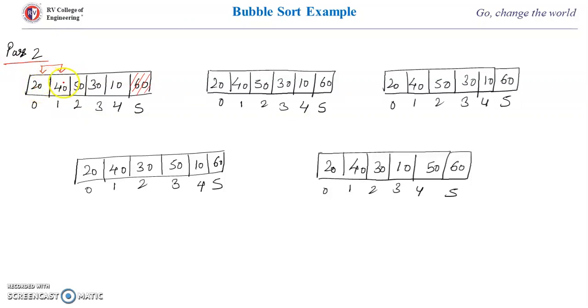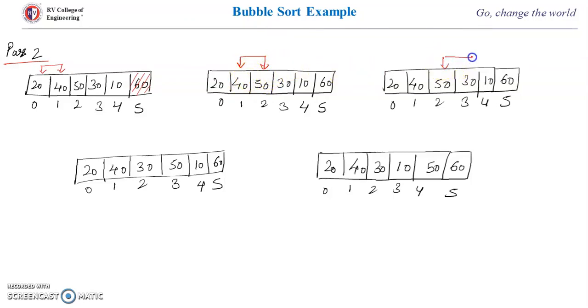So is array 0 greater than array 1? No, that is not true. So we'll not swap. Next 1 and 2 will be compared. So here also array 1 is not greater than array 2. So we'll not swap. Next 2 and 3 will be compared.